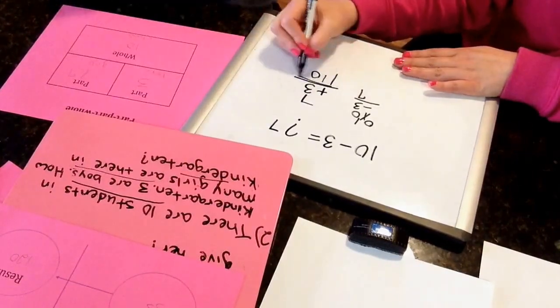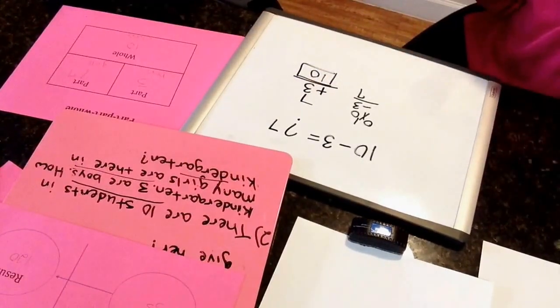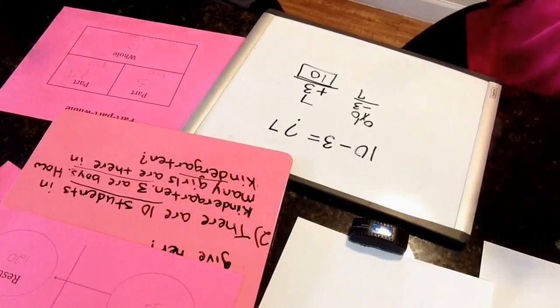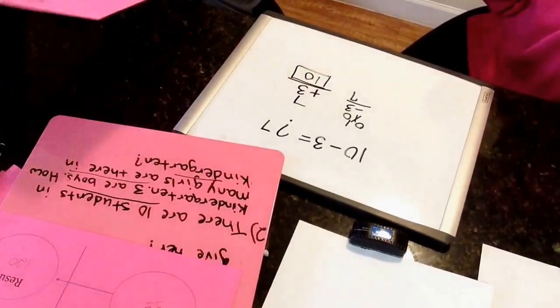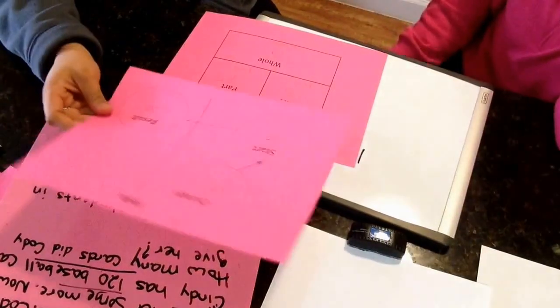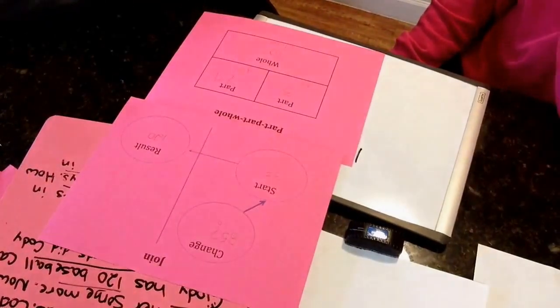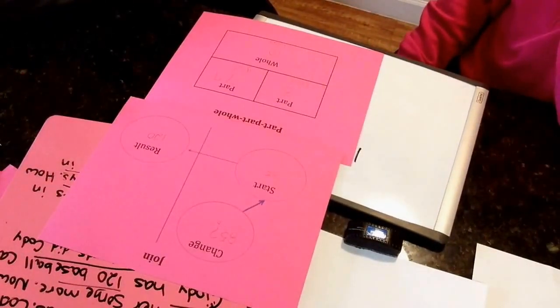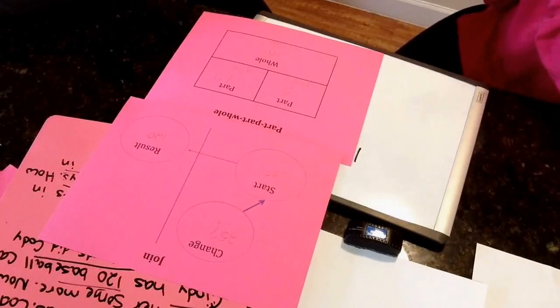Okay, so I learned how to use these charts for word problems. And what charts did we learn? Well, we talked about the join, the separate, the part whole, and the compare, but we worked only with join and part whole. Good job. Thank you.